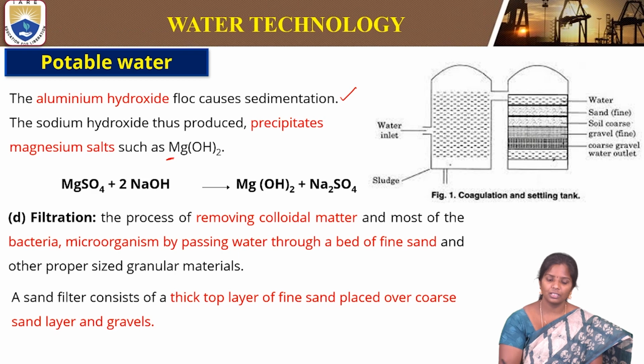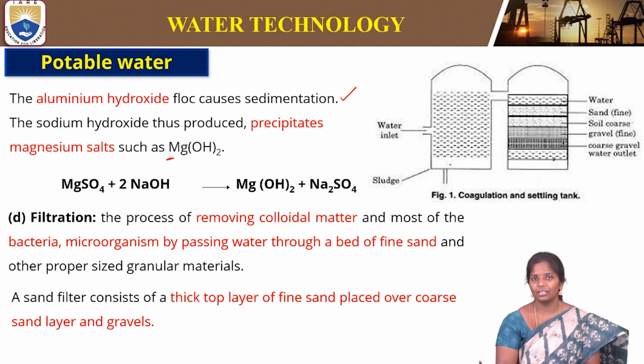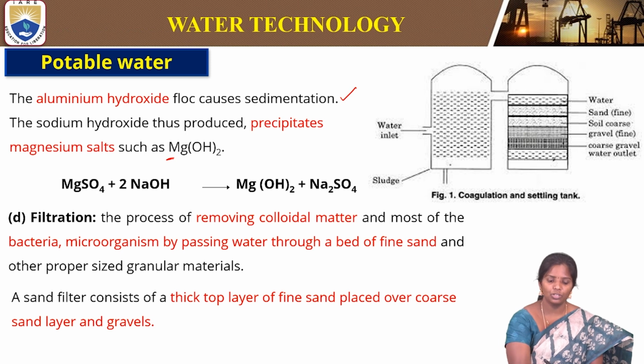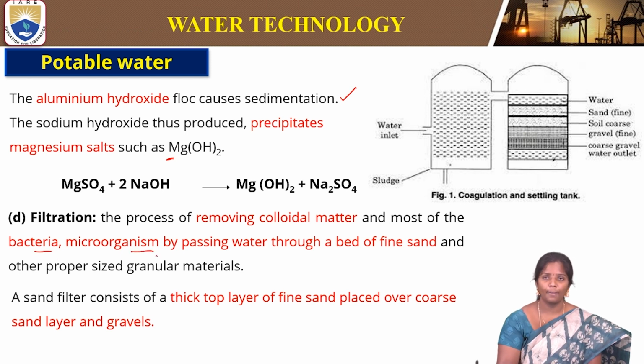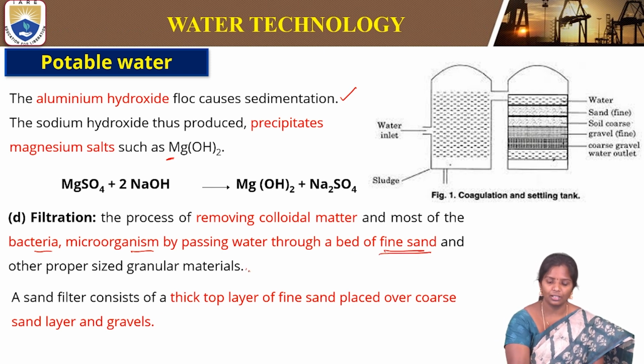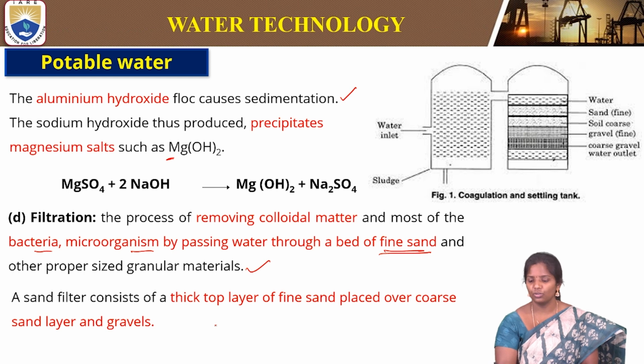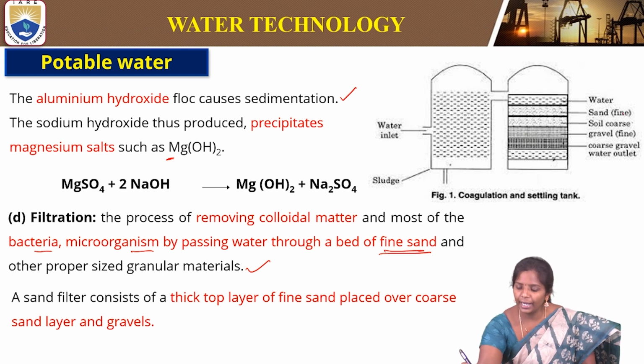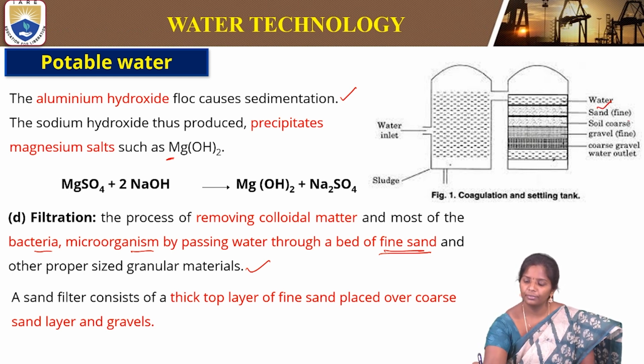The other method is filtration. Filtration can help in removing colloidal matter and most bacteria and microorganisms by passing the water through a bed of fine sand and properly sized granular materials. This is the sand bed with coarse sand or gravel. There are layers of sand and gravel, and the top layer will be fine sand.